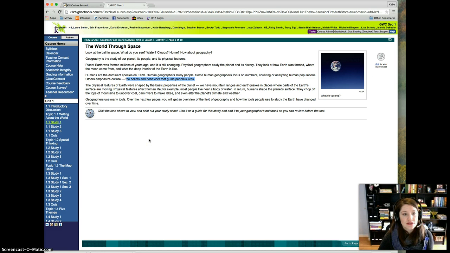The physical features of Earth were shaped by the basic properties of the planet. We have mountain ranges and earthquakes in places where parts of the Earth's surface are moving. Physical features affect human life. For example, most people live near a body of water. In return, humans shape the planet's surface. They chop off the top of mountains to uncover coal, dam rivers to make lakes, and even alter the planet's climate and weather. Geographers use many tools. Over the next few pages, you will get an overview of the field of geography and how the tools people use to study the Earth have changed over time.